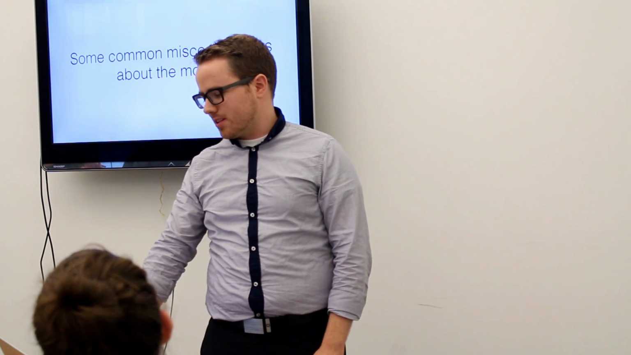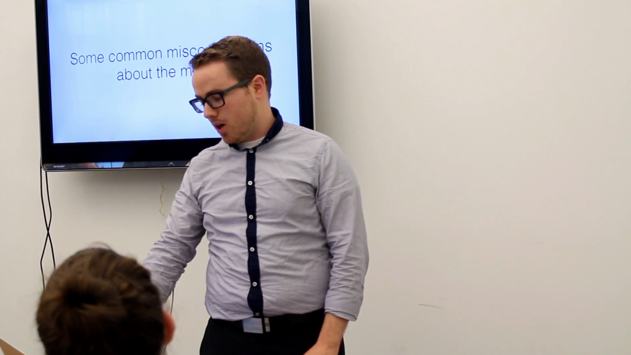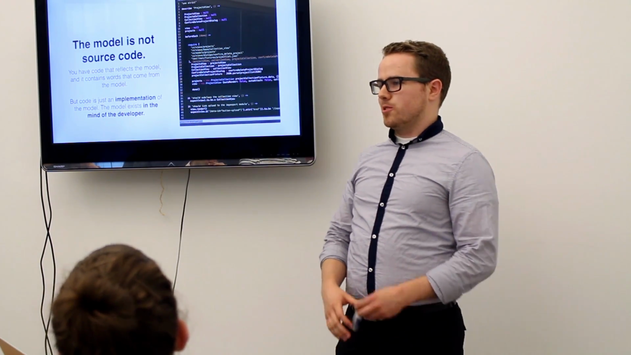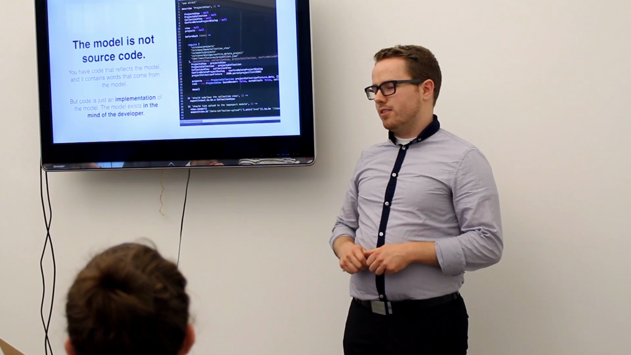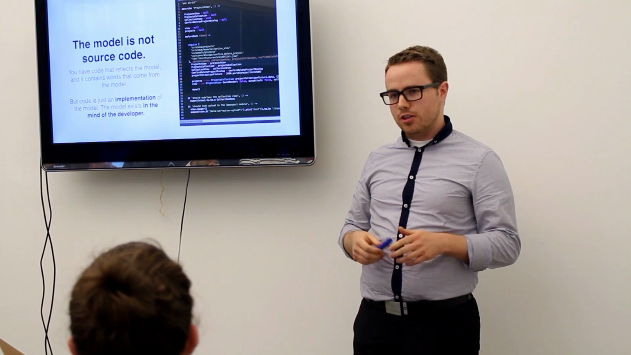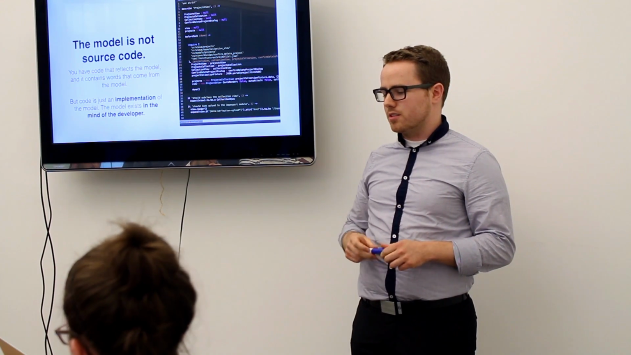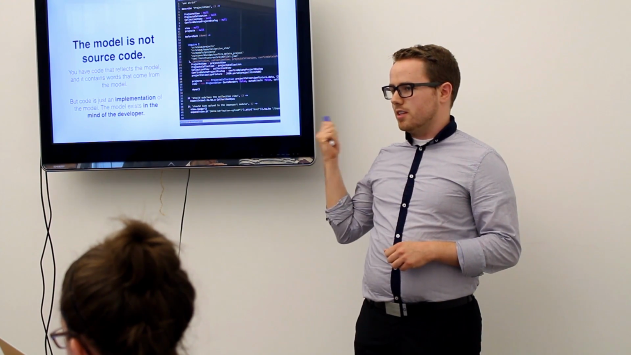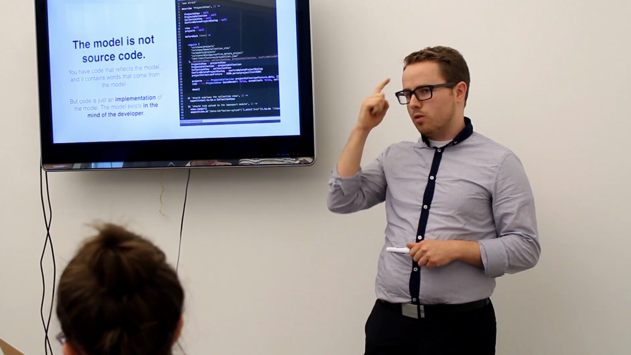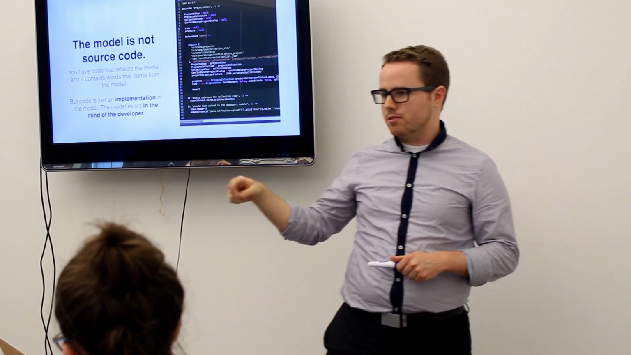So here are some common misconceptions that developers tend to have about the model and what that is. The model is not source code. So you have code that reflects the model, and you have some words in your code that also exist in the model. But code is just an implementation of the model. The actual model exists in your brain and in the brains of your team members.